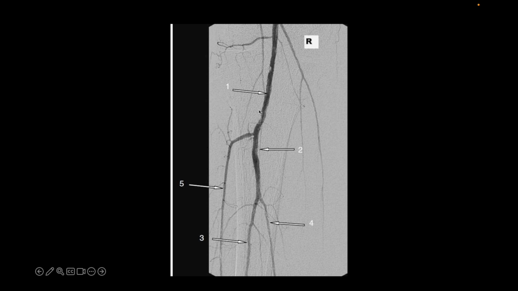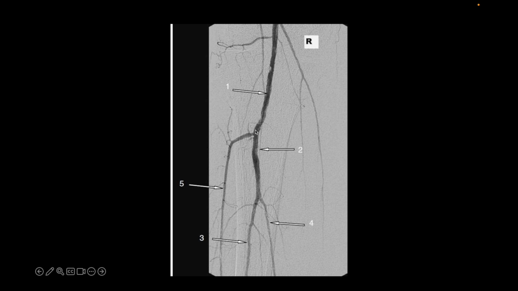So let's go through some questions. We need to ask ourselves where we are. This is at the knee. You can see this is the tibia. So this would be the popliteal artery. So 1 would be your popliteal artery. It's given you your side, so you know it's the right. Remember to write that in the exam, what side it is if you know.